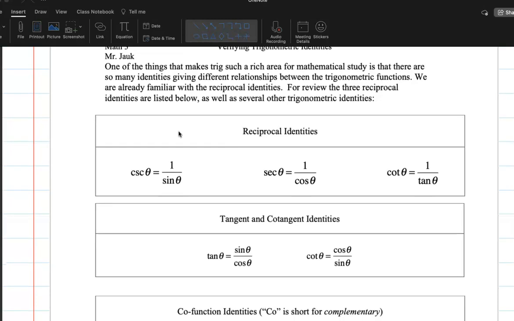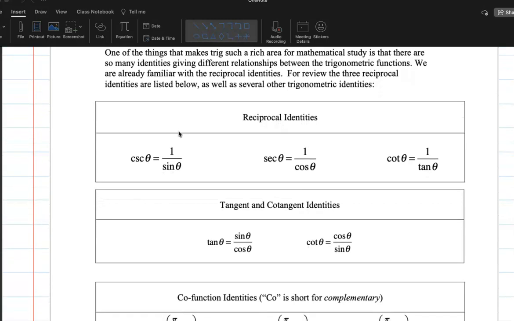Now, verifying trigonometric identities is one of the few things that make trigonometry such a rich area of mathematical study. There are so many identities giving different relationships between trigonometric functions. We are already familiar with the reciprocal identities. For review: cosec theta is 1 over sin theta, sec theta is 1 over cos theta.